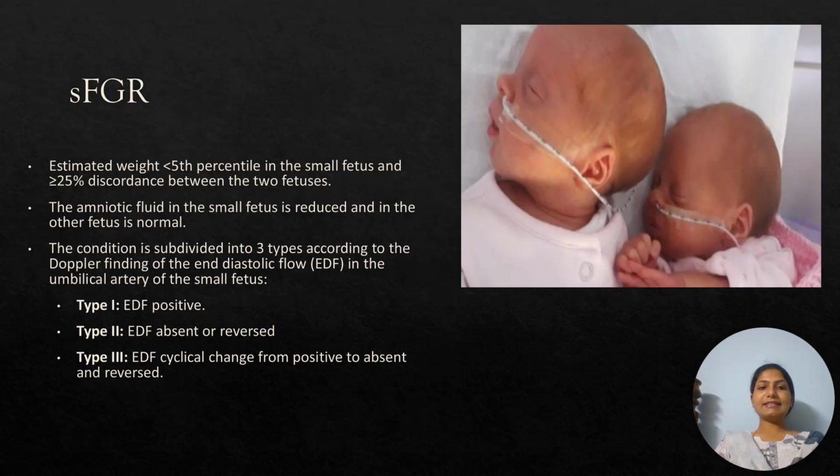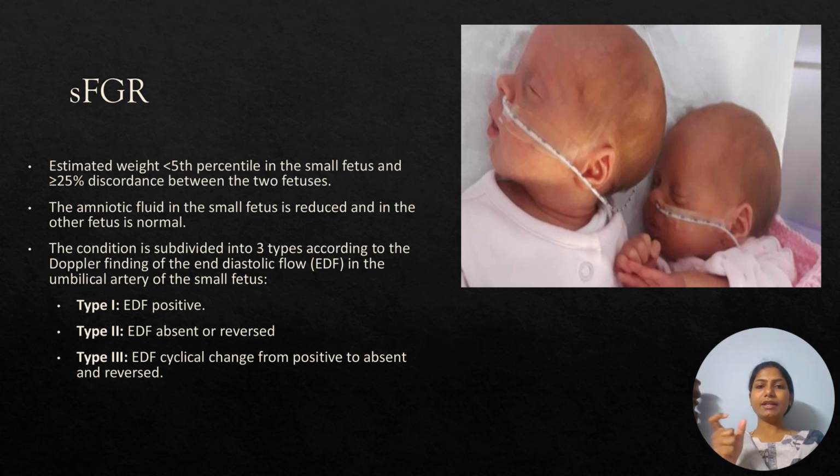Next, coming to selective FGR. In a singleton pregnancy, we call it fetal growth restriction. But in a multiple pregnancy, say a twin pregnancy, we call it selective fetal growth restriction when there is growth discordancy between the two twins. So we have to define this based on the estimated fetal weight of both twins.